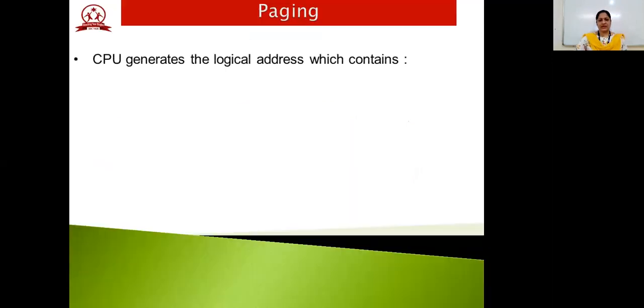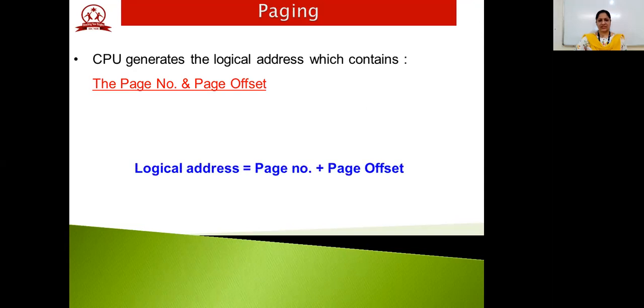Now, first of all, we will be touching upon certain theoretical concepts related to paging, and then we will see one example. First, the CPU will generate the logical address, which will contain two major fields, page number and page offset. So, the logical address generated by the CPU is equal to page number plus page offset. Now, with an example, we will understand what offset means and how the page number is going to be utilized by the memory management unit for mapping it with the frame.